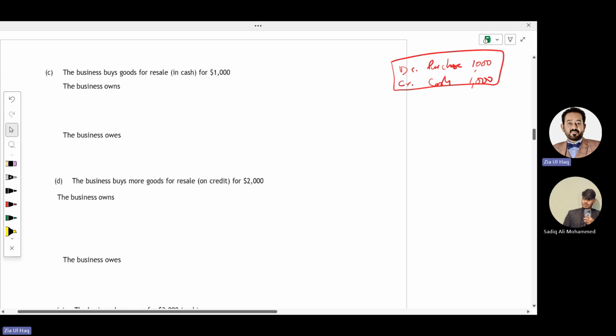D. The business buys more goods for resale on credit, 2,000. Now the business is buying goods on credit. On credit means the business will pay in future. The business is not paying cash here. This means they have bought goods.